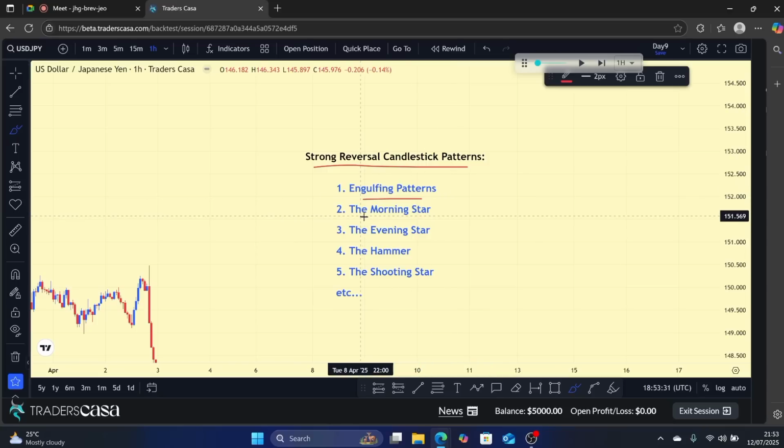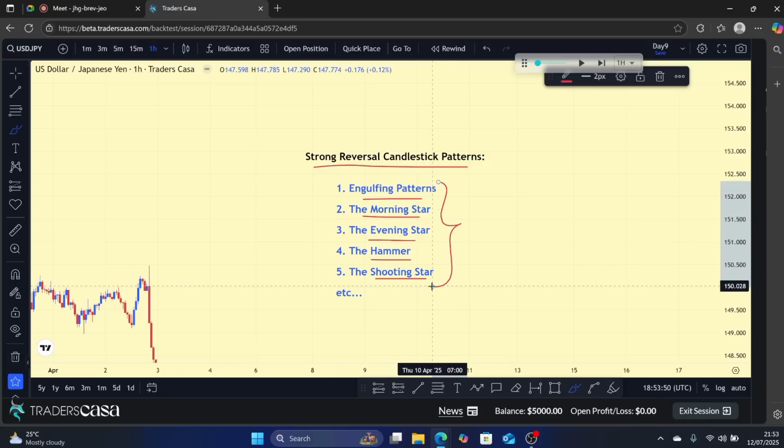So the engulfing pattern, there is bullish and bearish. There is the morning star pattern. Yeah, the morning star and the evening star, these are just good reversal patterns. There is the hammer, which we call a bullish pin bar, and there is the shooting star, which we call the bearish pin bar. So these are the ones that I encounter more often, the ones that usually appear more often, and the ones that have been working really great. But you can clearly see here I put etc.